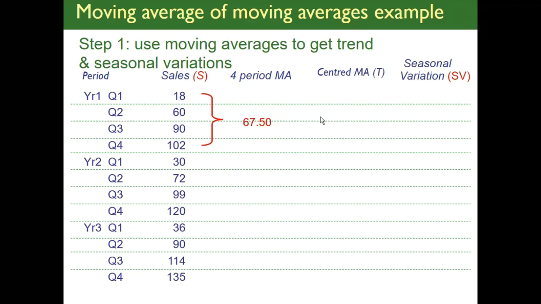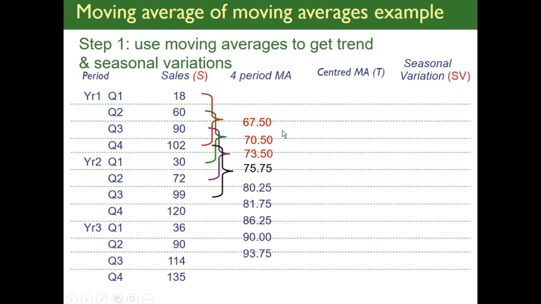Then we take the next 4 quarters, which means you exclude 18 and add 30. Then you take another 4 quarters, and another, and you go on. You should see that there is no value in quarter 1 and quarter 2. Similarly, in the last period, you don't have values, because you are putting the values in the middle. So these are being ignored, and we will somehow fill in these values later.